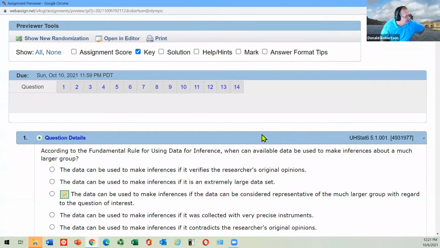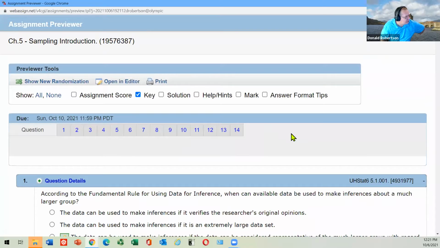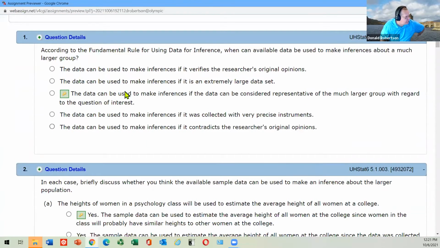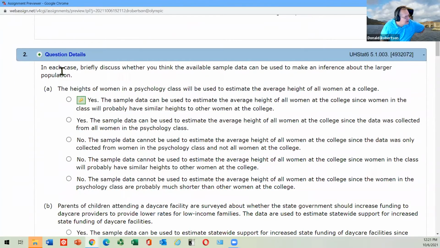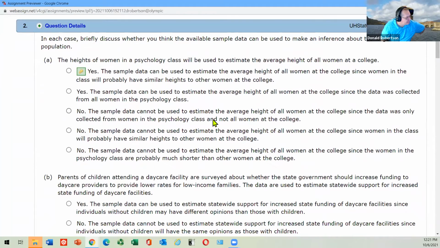Okay, are you looking at sampling introduction, chapter 5? So what they do here is they give you a story or a question, and then it's pick one or more of the dots that go by. Let's say this. In each case, briefly discuss whether you think the available sample data can be used to make an inference about the larger population.